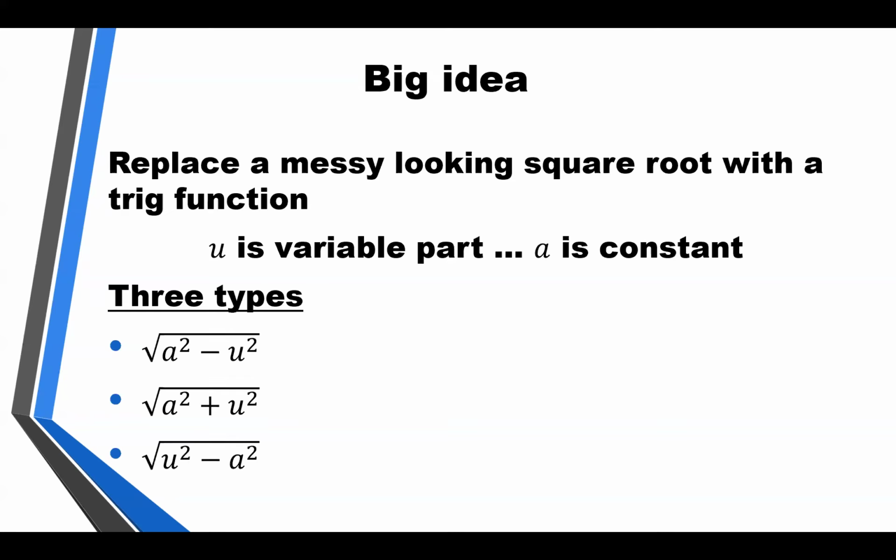We're going to look at the square root of a squared minus u squared. A here is a real number constant part. U here is a variable part. Or we're going to say a squared plus u squared under the square root. Or we're going to say u squared minus a squared underneath the square root. Notice that there's a difference between this first one and this third one. If we have one of these three types, then we can replace this square root with a trig function.